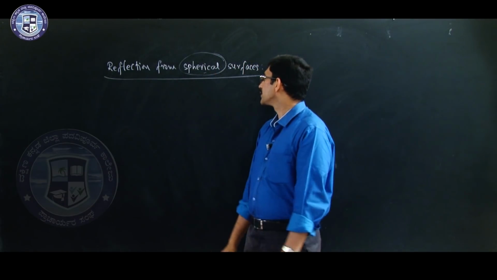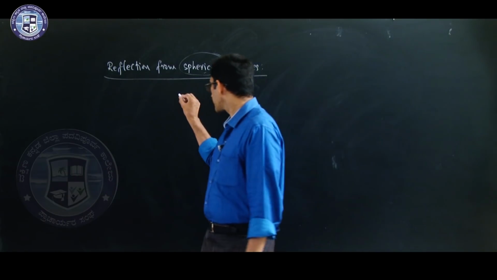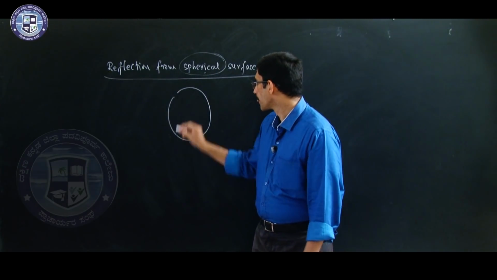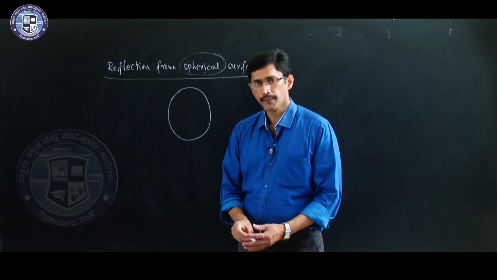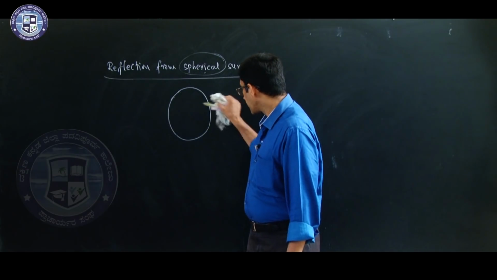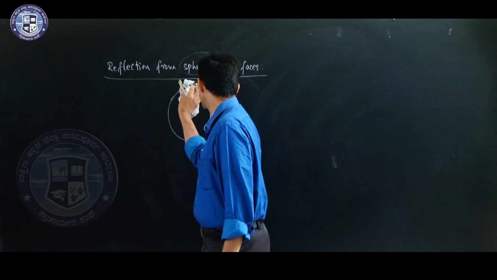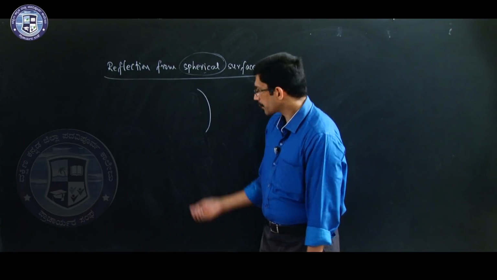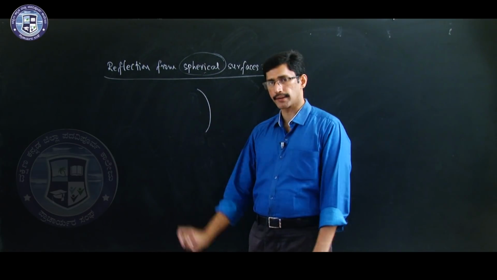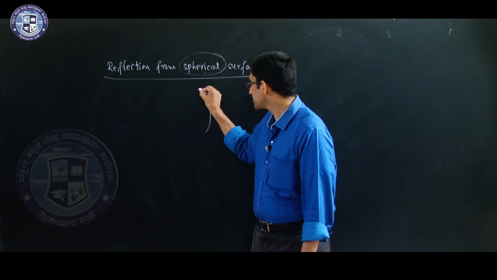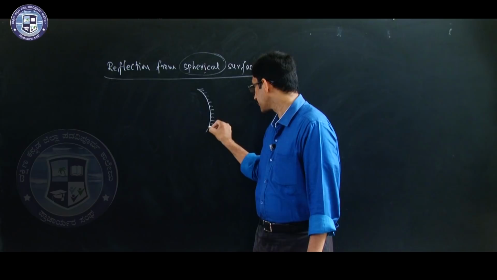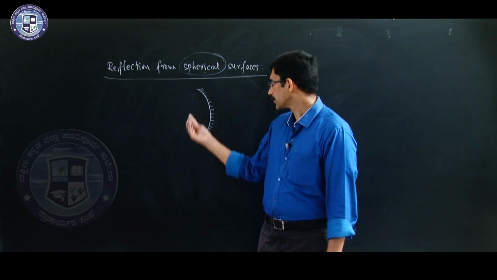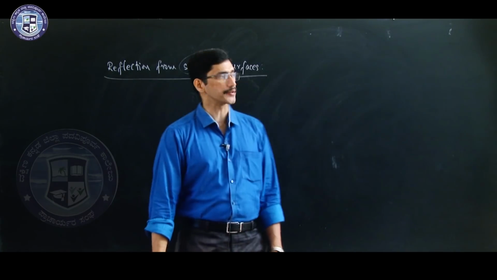So, we will discuss this spherical surface. Suppose I consider a sphere, and I consider only one part of the sphere. Suppose I have to assume it to be a mirror, then the other surface should be silvered. That means this surface is opaque to light and this surface is transparent to light, so that the reflection takes place.